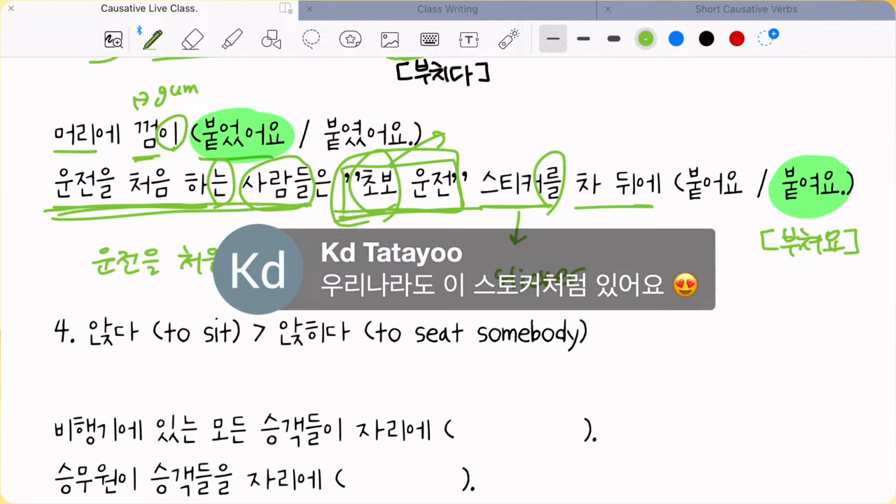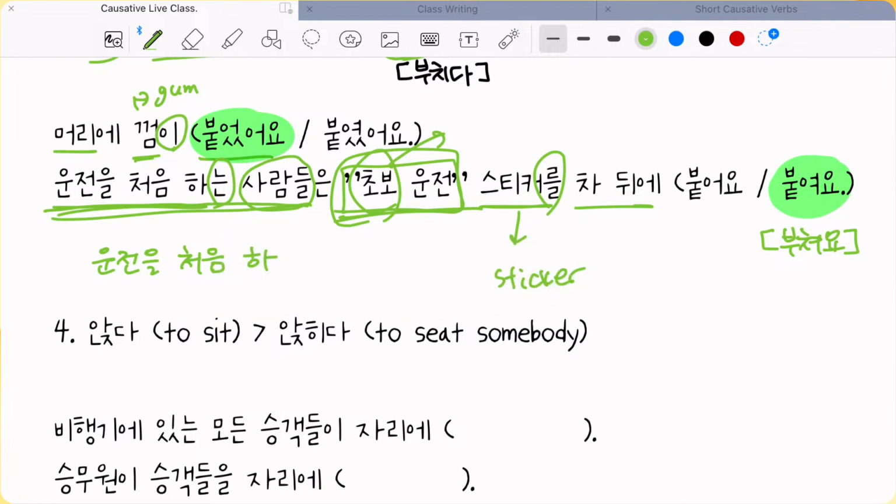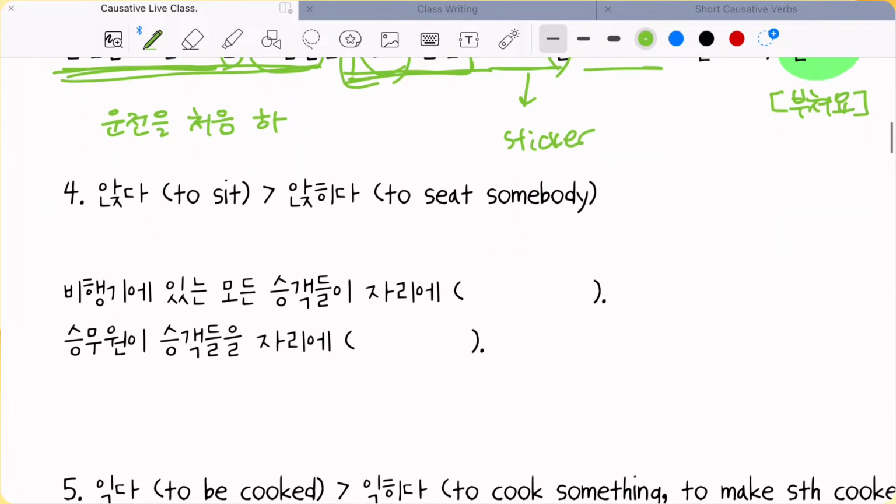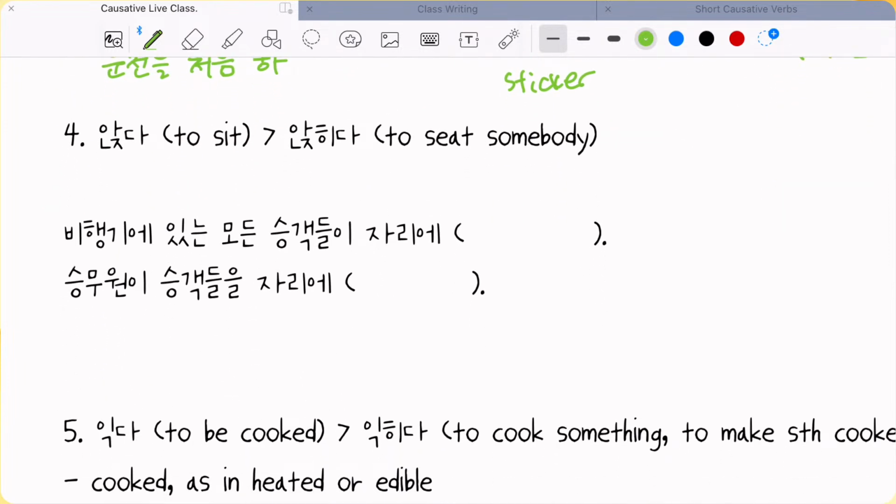탈리아님 나라에도 이 스티커, 스토커 하면 stalker인데 I think it's a typo. 스티커. I know you meant sticker, right? 스티커. 이런 스티커 있으시구나. So you have it in your country as well. 좋아요. 그 다음에 let's move on to the next verb.